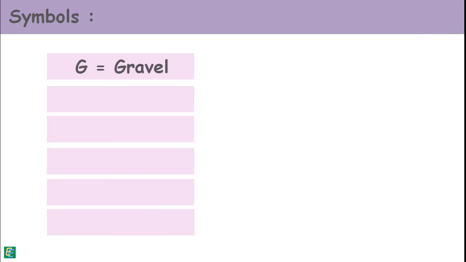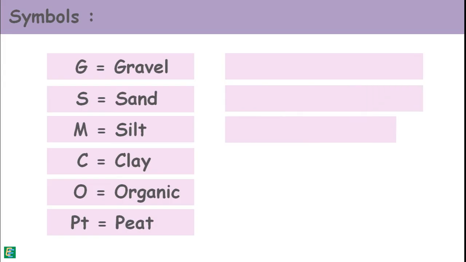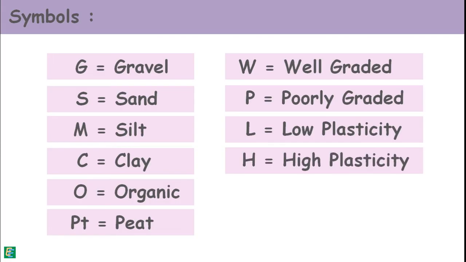These are some symbols used in the system to classify the soils. G is for gravel, S is for sand, M for silt, and C for clay. O is organic, and PT is for peat. Peat are highly organic soils. It also uses symbols W for well-graded, P for poorly graded, L for low plasticity, and H for high plasticity.